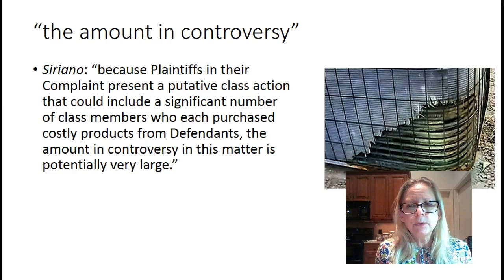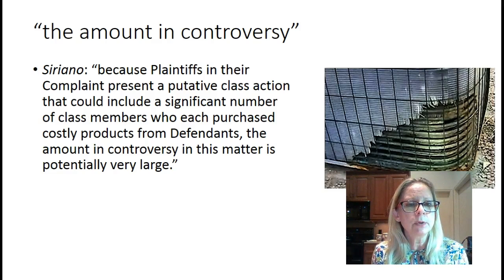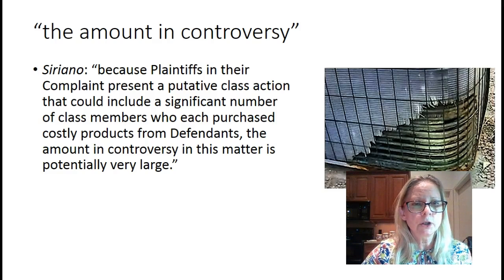So back to the Siriano case, the court looked at the amount in controversy there and said, because plaintiffs in their complaint present a putative class action that could include a significant number of class members who each purchased costly products from defendants, the amount in controversy in this matter is potentially very large.